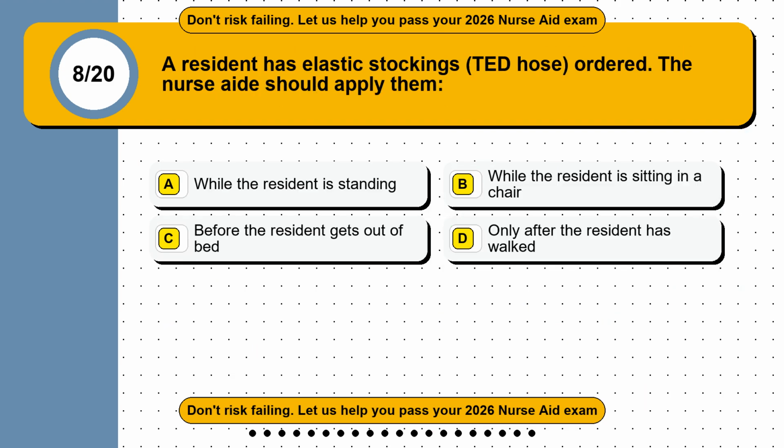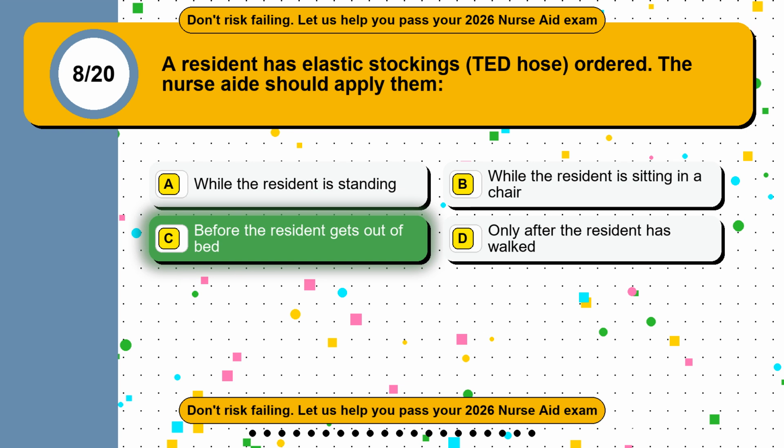Question 8. A resident has elastic stockings, TED hose, ordered. The nurse aide should apply them: Option A, while the resident is standing. Option B, while the resident is sitting in a chair. Option C, before the resident gets out of bed. Option D, only after the resident has walked. The correct answer is option C, before the resident gets out of bed.